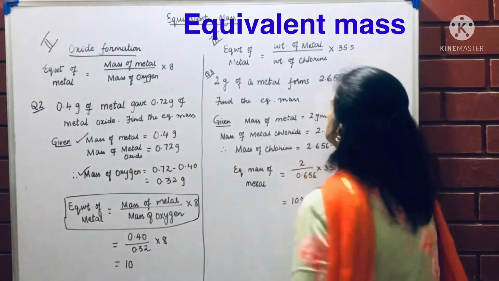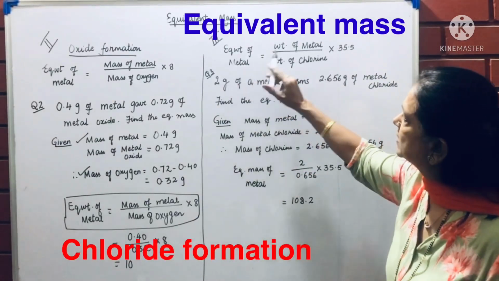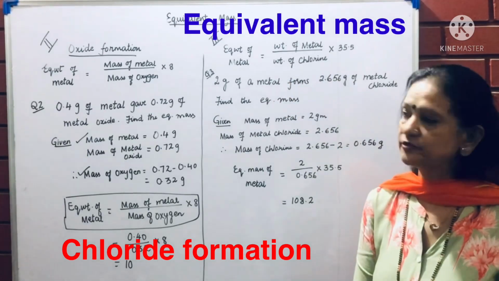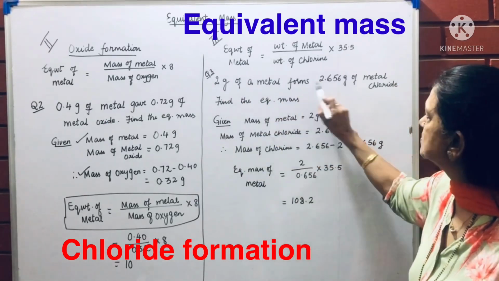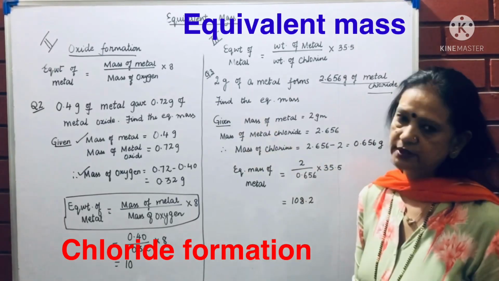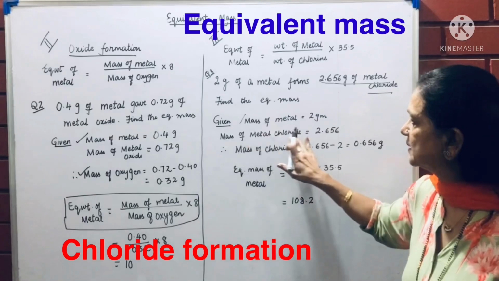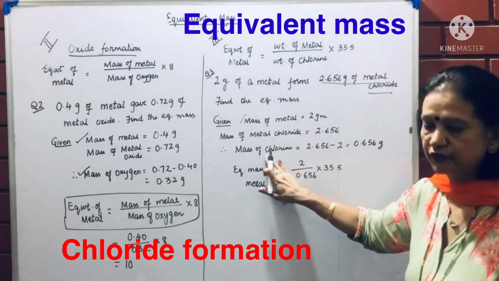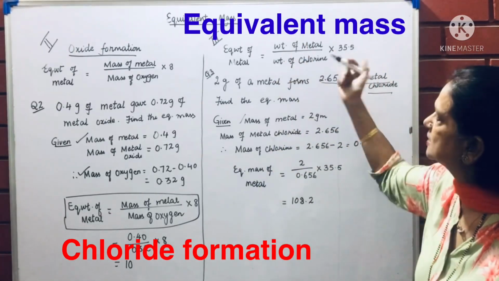Third method is chloride formation. So again, equivalent weight of metal is equal to weight of metal upon weight of chlorine into 35.5. So if the question says 2 grams of the metal forms this much amount of metal chloride, find the equivalent mass. So the mass of the metal I know, mass of metal chloride I know. If I subtract, I get mass of chlorine. So mass of chlorine also I know. So everything is a direct formula.